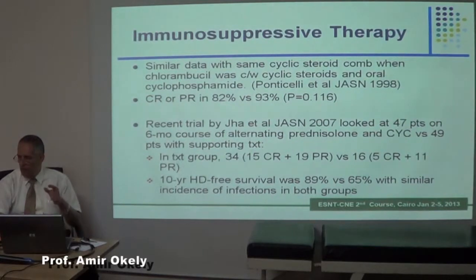The second application was replacing chlorambucil with oral cyclophosphamide, and the results were more or less the same. In a recent trial by Jha et al. in JASN 2007, they looked at 47 patients on a 6 month course of alternating prednisolone and cyclophosphamide versus 49 patients with supportive treatment.